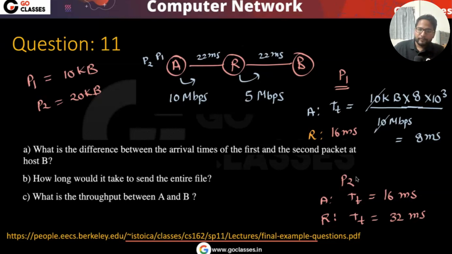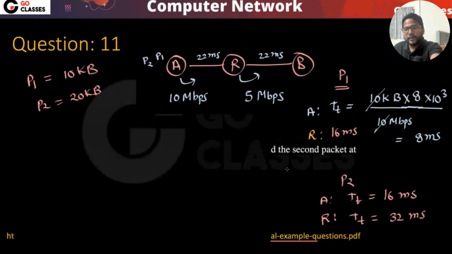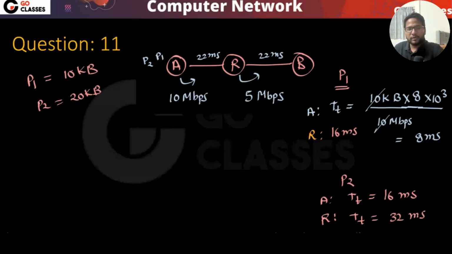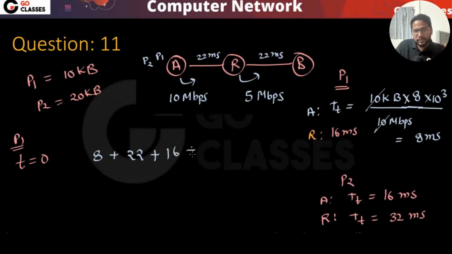See what is happening here. If you compare from t equal to 0 itself, these kinds of things we have already done, but let me do it again. For P1, from t equal to 0, in how much time will it reach B? It will first get transmitted in 8 milliseconds from A, then 20 milliseconds it will get propagated, then it will get transmitted from R, which is 16 milliseconds, and then 22 milliseconds. From t equal to 0, this is the time that it will completely reach B.